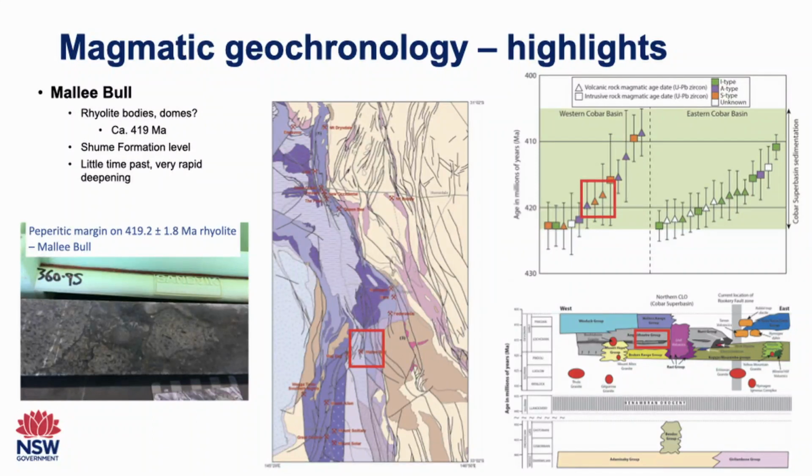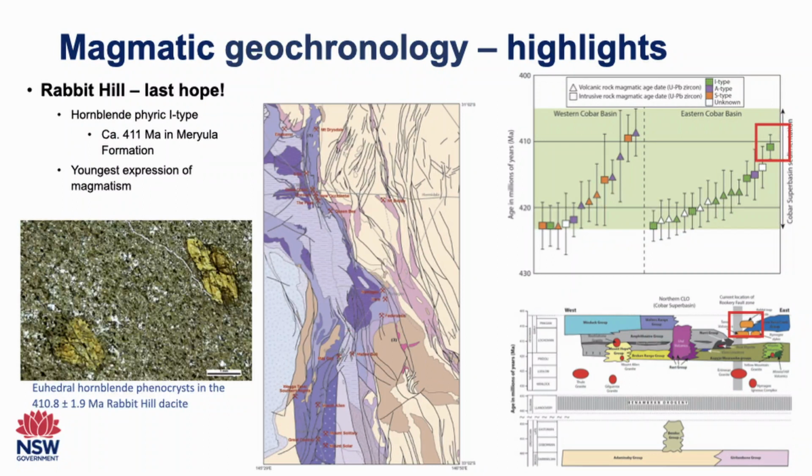If I move across the basin to Mallee Bull, there's these rhyolite bodies or domes as they're being considered now. They're at close to 420 MA, and they sit in stratigraphy, which is this Schum formation, which sits close to the top of, or right in the middle of our basin sequences, that traditionally we've thought was younger. We thought it was closer to 410 million years. So again, we're seeing this really compressed stratigraphy that we can't seem to resolve any time relationships in.